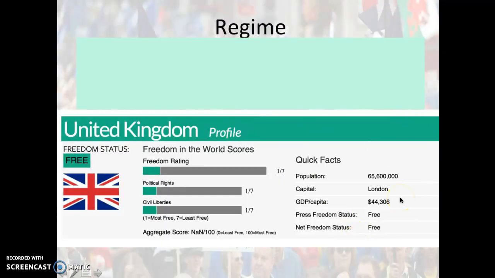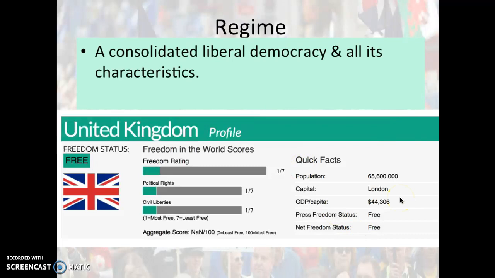Regime. It is a consolidated liberal democracy. So remember, consolidated liberal democracy is the best kind. That means that it's not just a democracy on paper, but it's also a democracy in procedure. It has a vibrant civil society. Individual freedoms and liberties are protected.